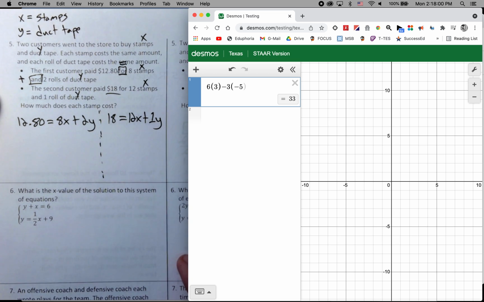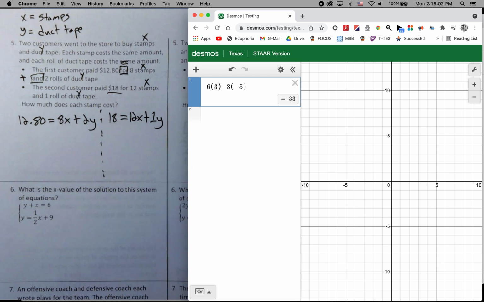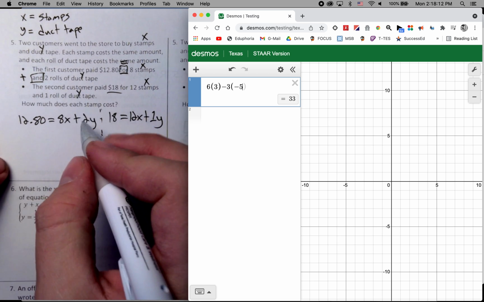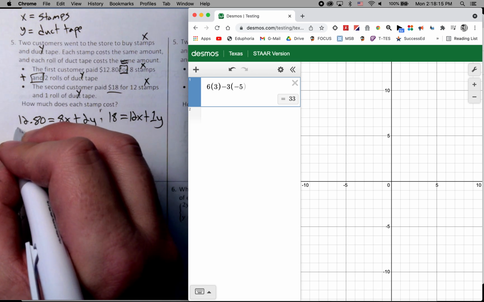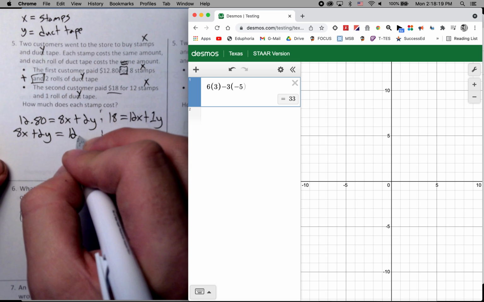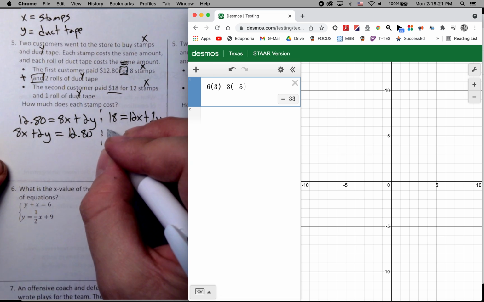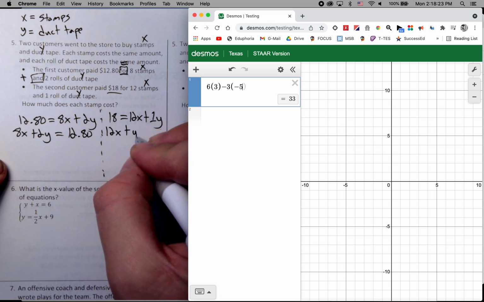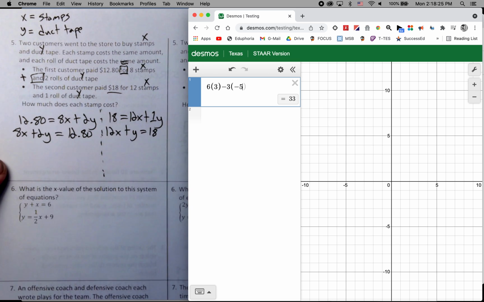Now, I could solve these a couple different ways. I'm going to solve them by graphing. In order to graph these, they need to be in slope-intercept form, meaning y needs to be by itself. So first thing I'm going to do is rewrite both of these. I'm just going to flip the whole entire equation. I'm going to do the same thing here: 12x plus y equals 18. This time I didn't put the 1 in front of it. It doesn't matter. You don't need to have the 1 in front of it.